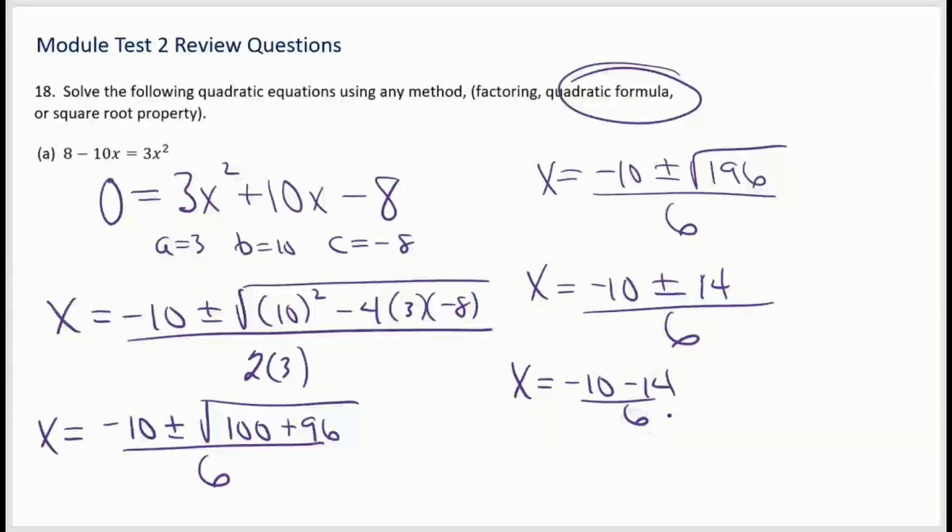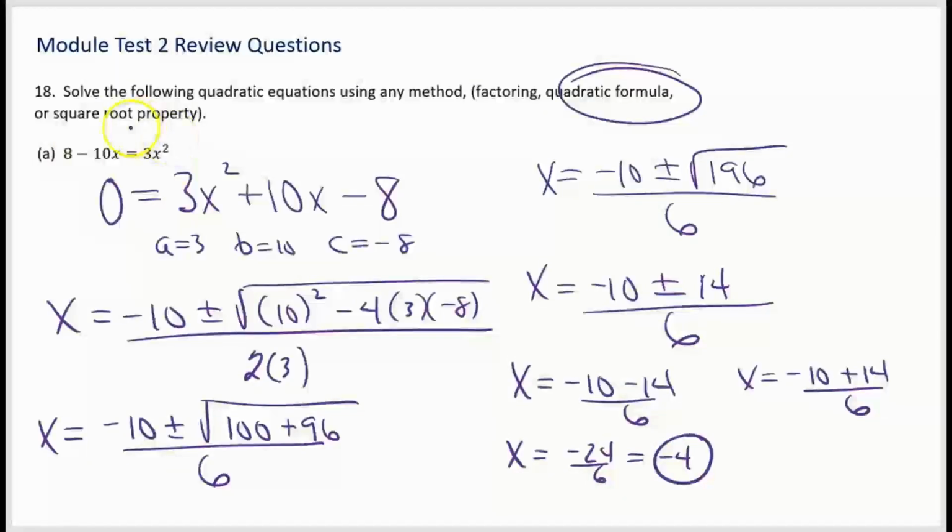Look, that's one of your answers. And then another answer is negative 10 plus 14 over 6. But since this can simplify further, we're supposed to. So negative 10 minus 14 is negative 24 divided by 6, which is negative 4. One of my x values is negative 4, and that would be a solution to this equation. On the other hand, negative 10 plus 14 is 4 over 6. That reduces to 2/3. So x equals 2/3 is a second solution to this quadratic equation.